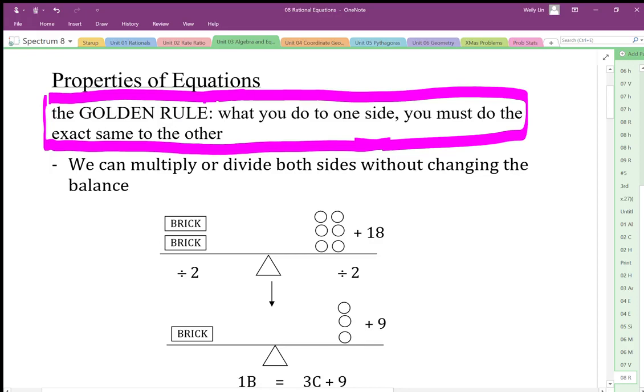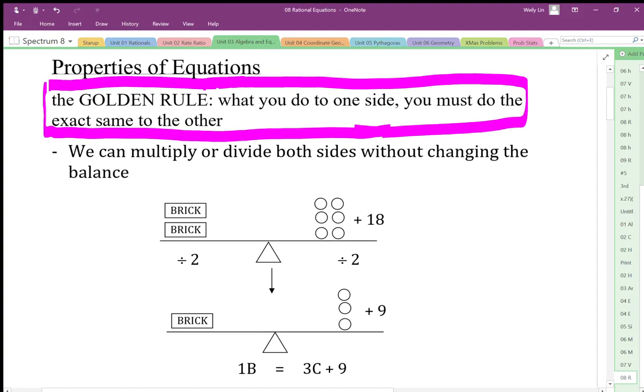Now, the goal is obviously we want to try to solve for the x. So the golden rule is useful when we're trying to deal with rational equations. So let's just review the property that we're going to use. We can multiply both sides of the equation or divide both sides by the same amount. So if I take half of this side and half of this side here, it's going to stay balanced.